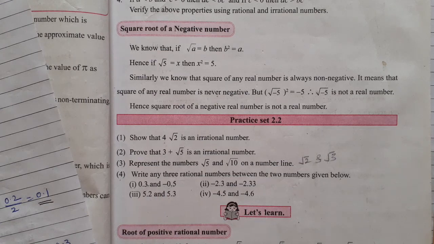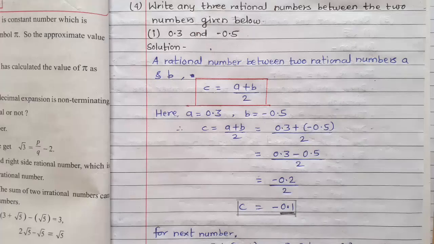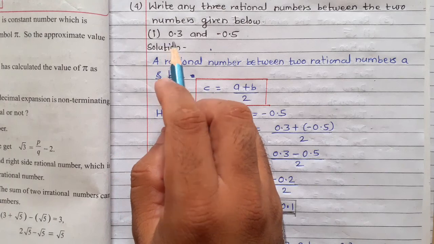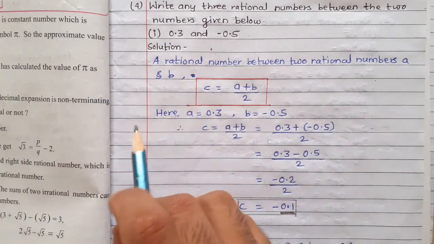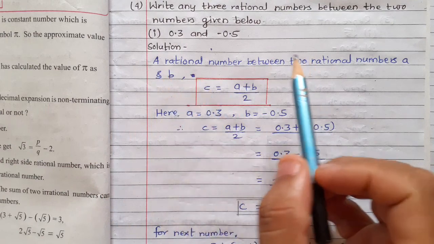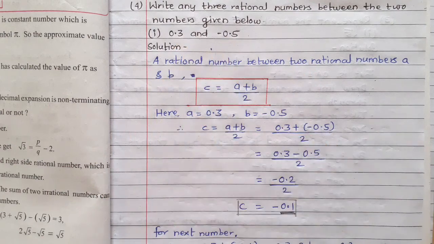For such a type of question, we will see two methods to find the rational numbers between the two given numbers. Sub question first, 0.3 and minus 0.5. So here we have to find the three rational numbers between 0.3 and minus 0.5.